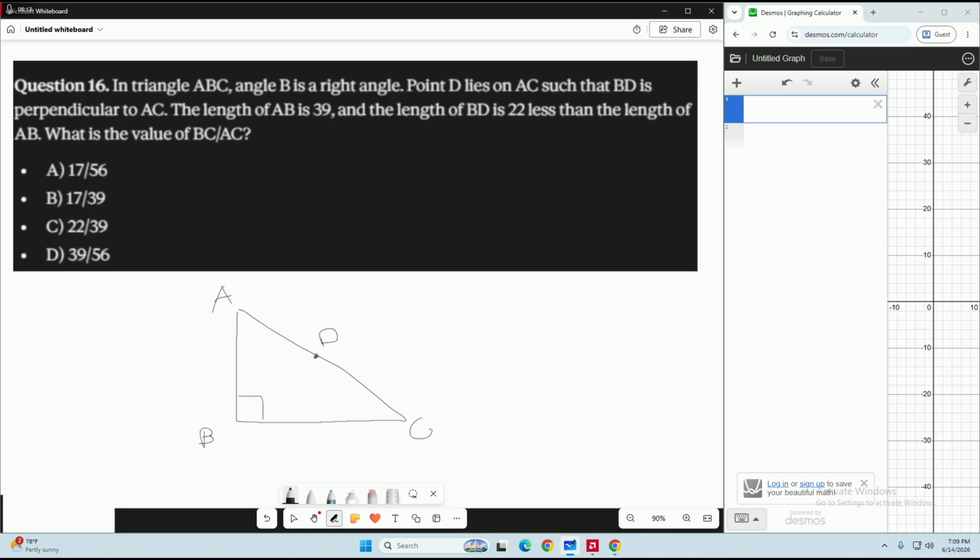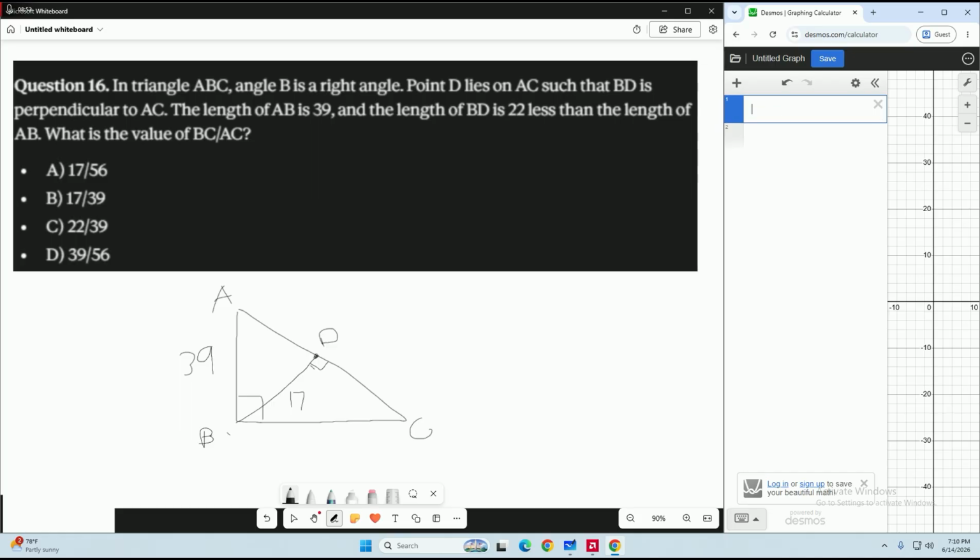Such that BD, so I'm going to connect points B and D, such that BD is perpendicular to AC, and perpendicular means that we're creating a right angle. I know that drawing is a tad bit inaccurate, but that's basically what it's supposed to look like. The length of AB is 39, and the length of BD, which is the actual altitude of the triangle, is 22 less than the length of AB. So basically 39 minus 22, that's 17.